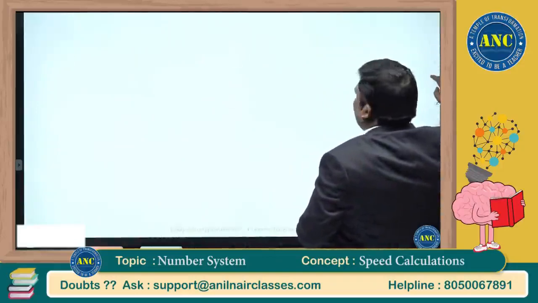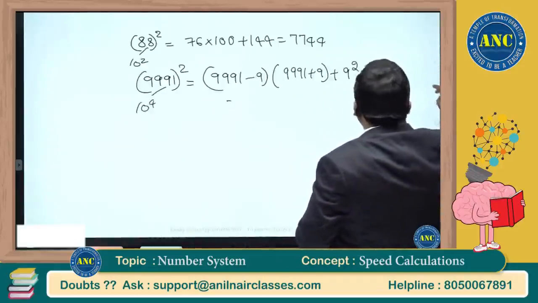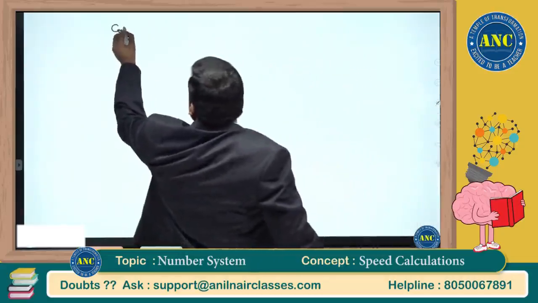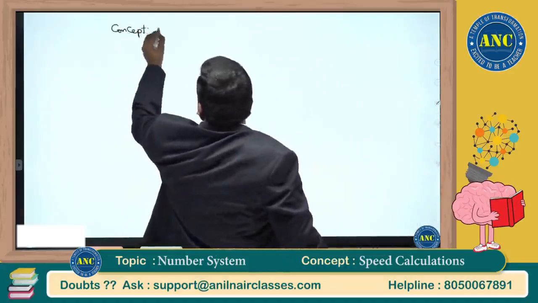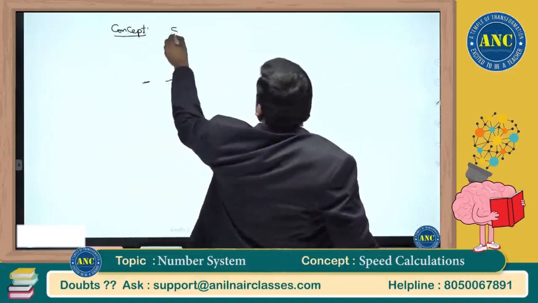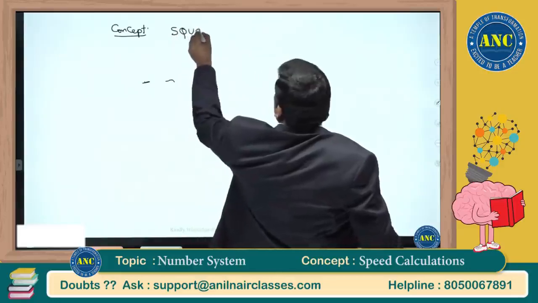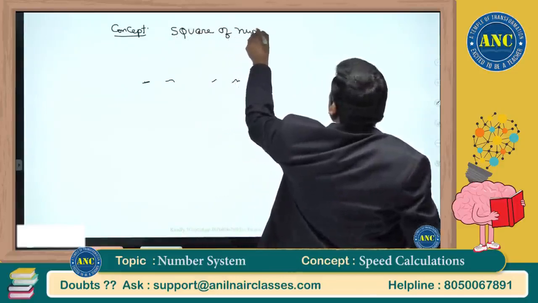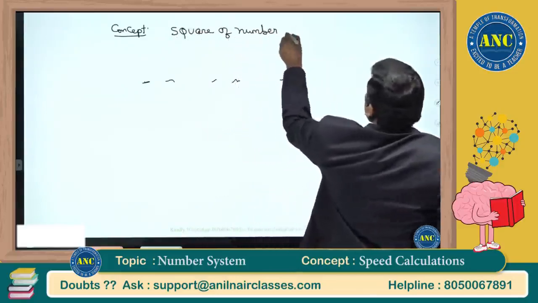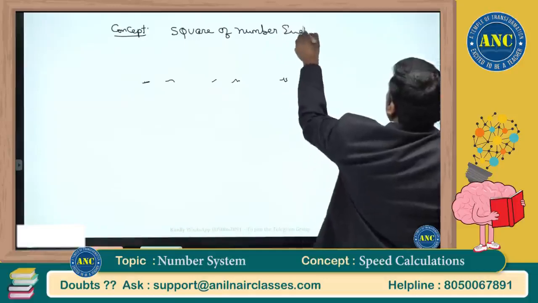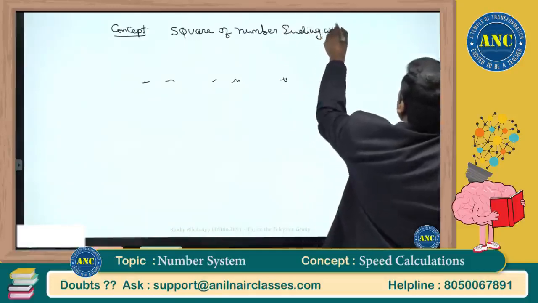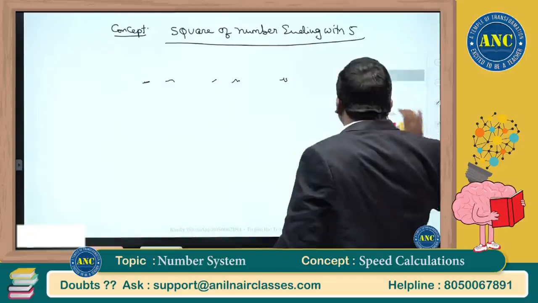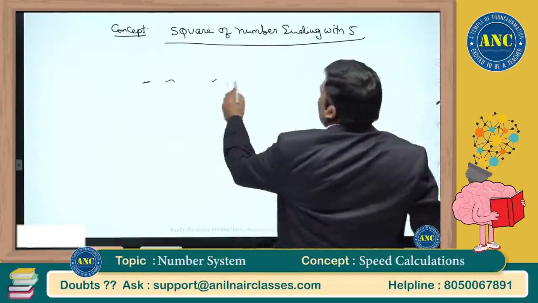Now let us discuss some very, very important concepts. Write down concept number. Concept: square of a number ending with 5. Very, very interesting logic, sir. In the afternoon class, I am going to discuss a lot of models based on this concept.